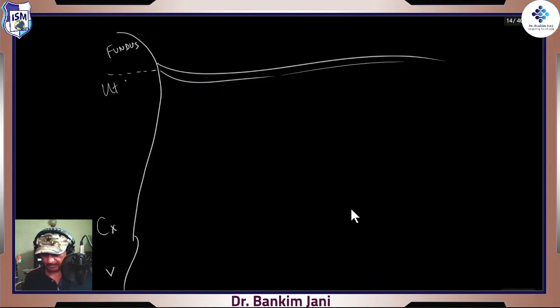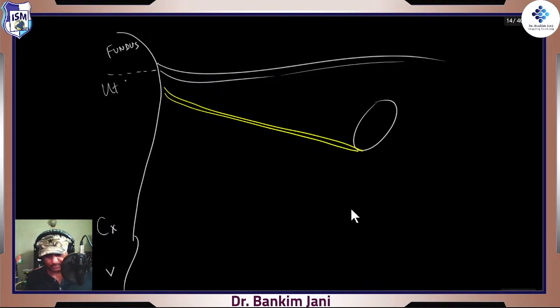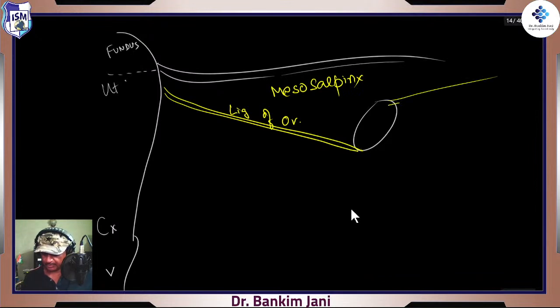To keep things simple, that's the ovary. Let's start with different colors. From this lower end, you now know it is the ligament of the ovary. This would be the mesosalpinx. From the upper pole it goes on to the lateral side, so this becomes the suspensory ligament, with the infundibulopelvic and the other parts. Yes, they are there. Suspensory ligament.